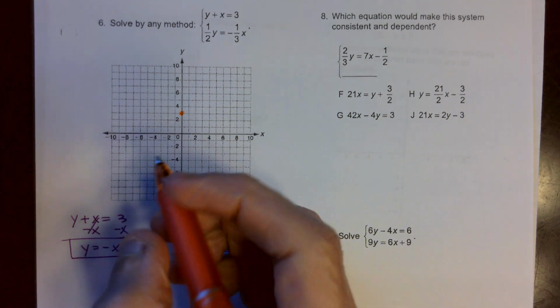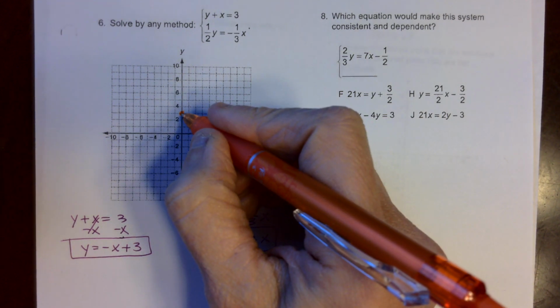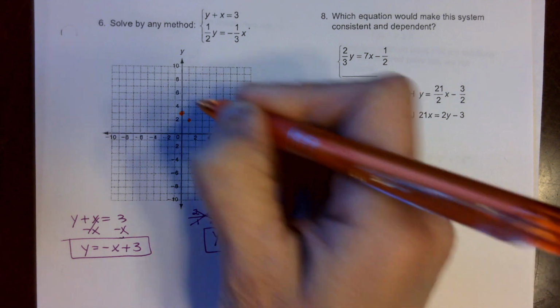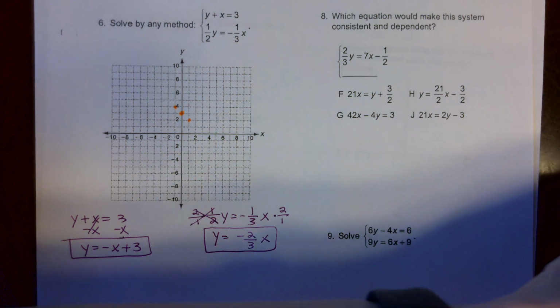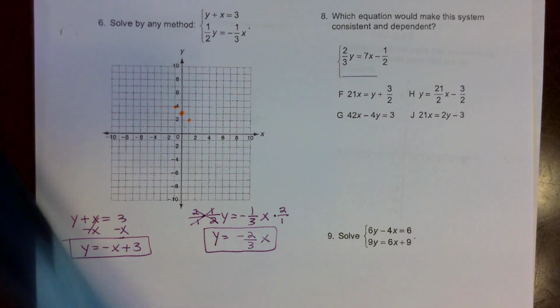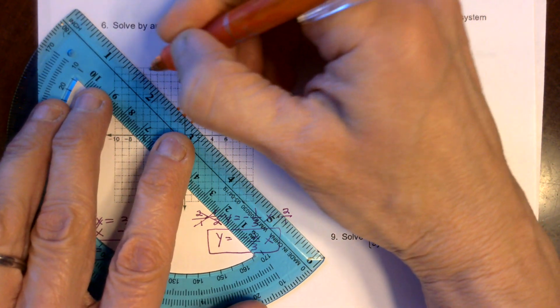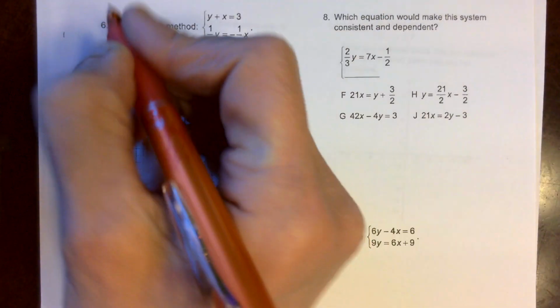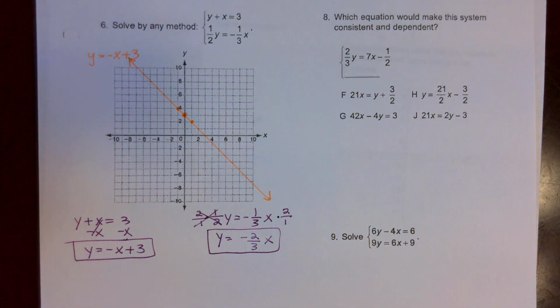Intercept is 3 and the slope is negative 1, so down 1 over 1, or up 1 over 1. Doesn't matter which direction you go. But I'm going to now draw my line, label it, do my next line.